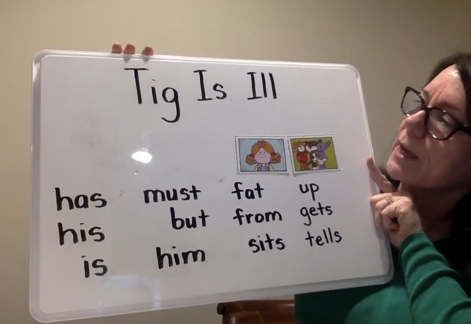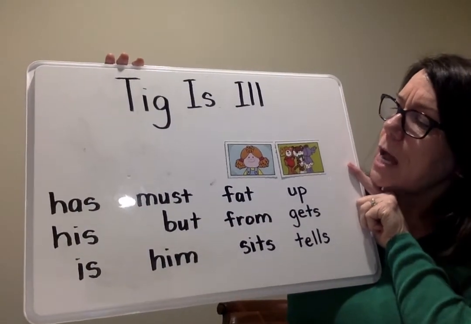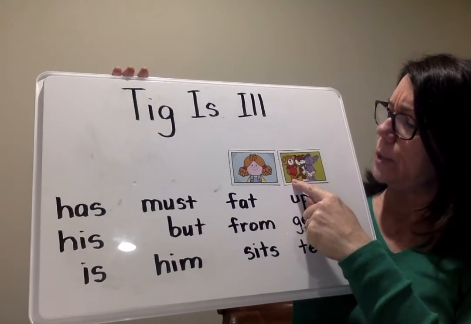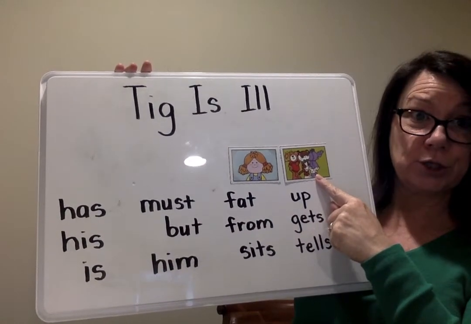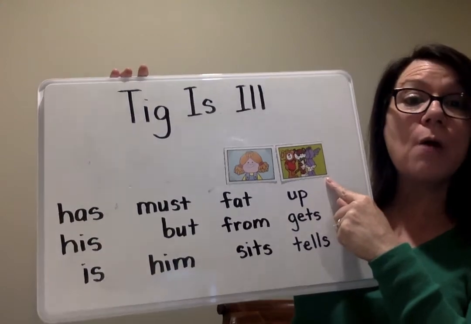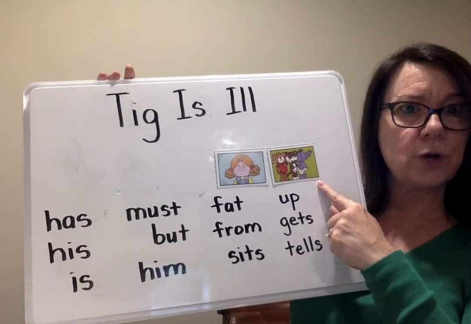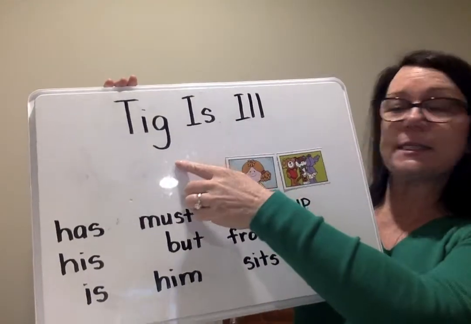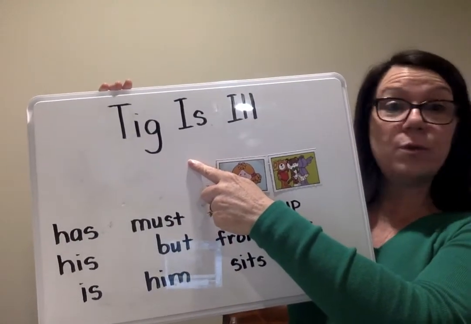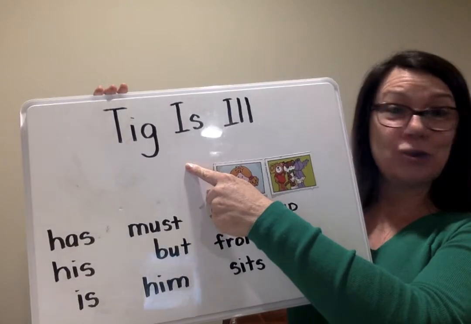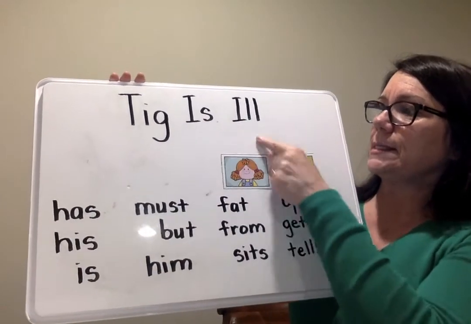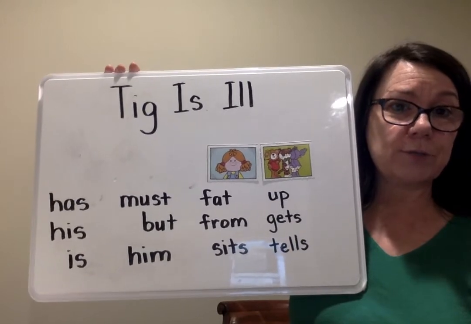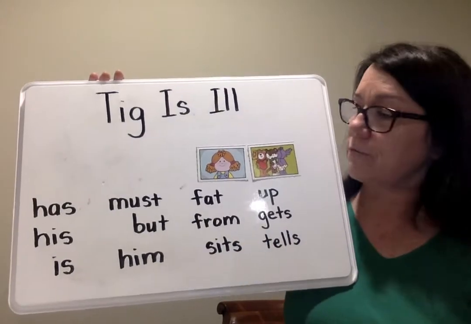So before we begin our story, I want to tell you that Doll appears in our story, Tadpole appears in our story, Ed appears in our story, and Flitz. But we know that the main character in our story is actually Tig. And we know that because his name is in the title. And he will appear in every scene in our story. Tig is ill.